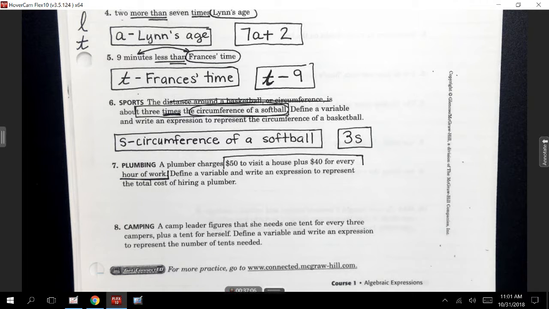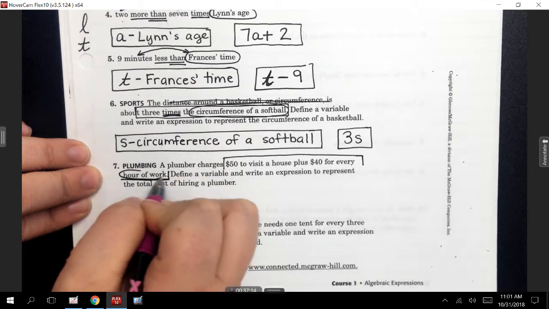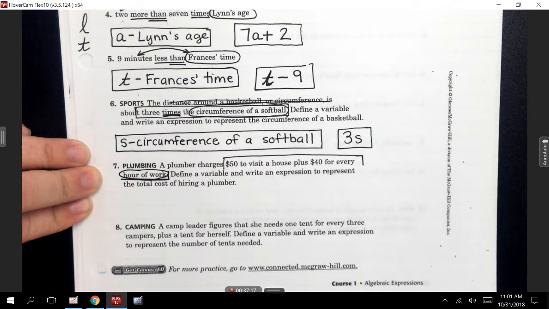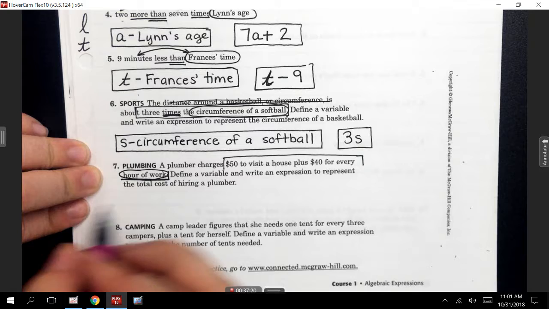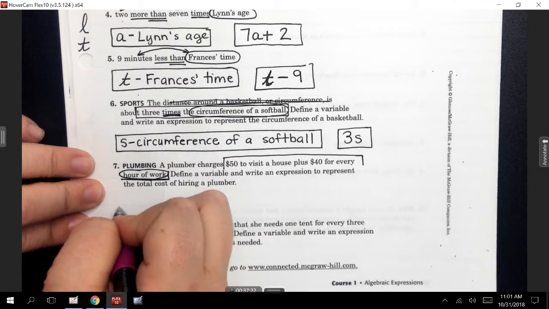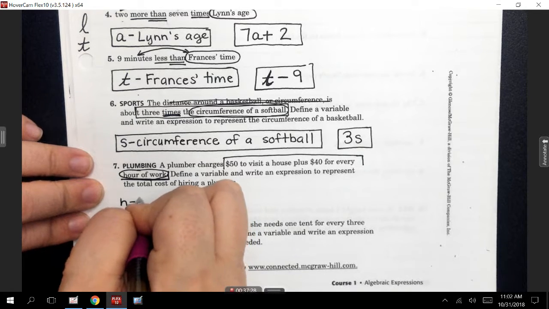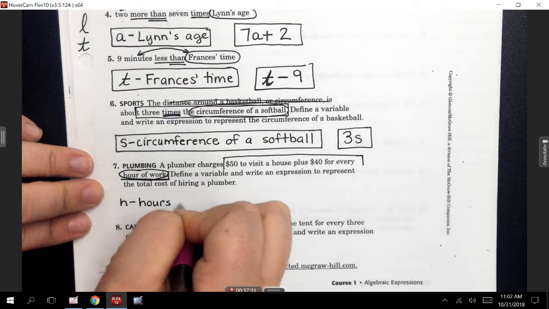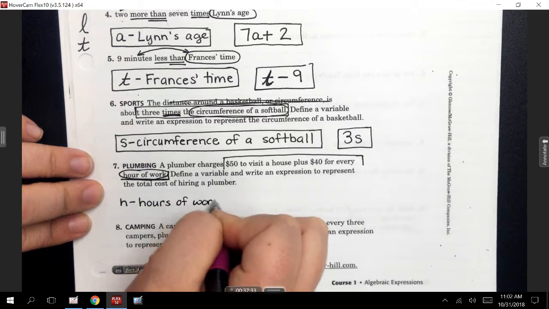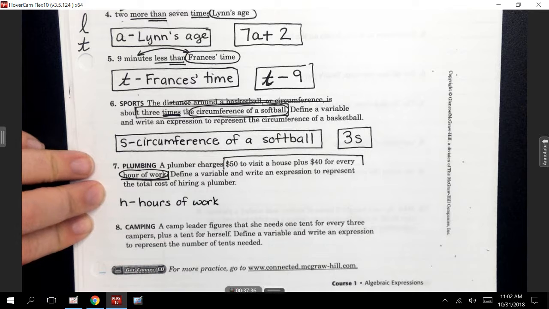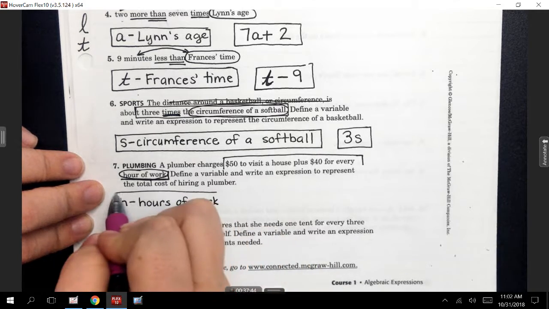Chris? How long is it going to take? Because the longer it takes, the more it's going to cost. So guys, I need to know how many hours this plumber is going to work. So that's my variable. What's a good letter for that? Siobhan? P for plumber. I'm going to use H for hours. You can use P for plumber. I'm with that, okay? I'm going to use H for hours of work. If you use P, you need to put P for hours the plumber works. I want to see why you're using P in that definition. Does that make sense? All right, so I'm doing H for hours of work.